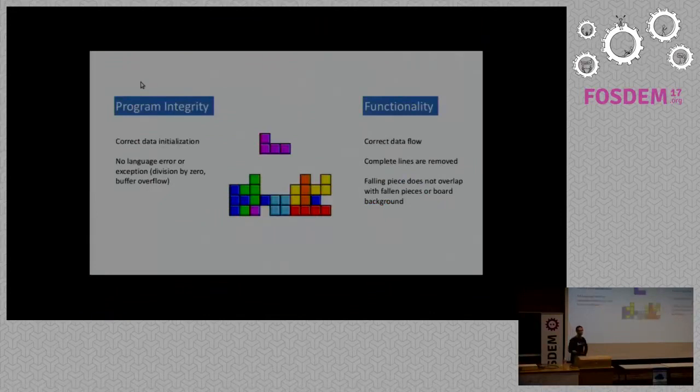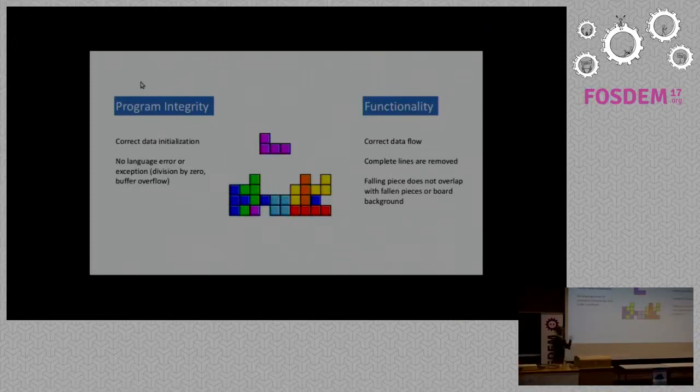So let's see now on an example how this works. I'm assuming that you know Tetris. Whatever you program, there are typically two kinds of properties that you may want to verify. First, you want to check that the program doesn't go wild, that it stays within reasonable bounds. That's what we call program integrity. And then you want to ensure that the program does something good. That's what we call functionality.